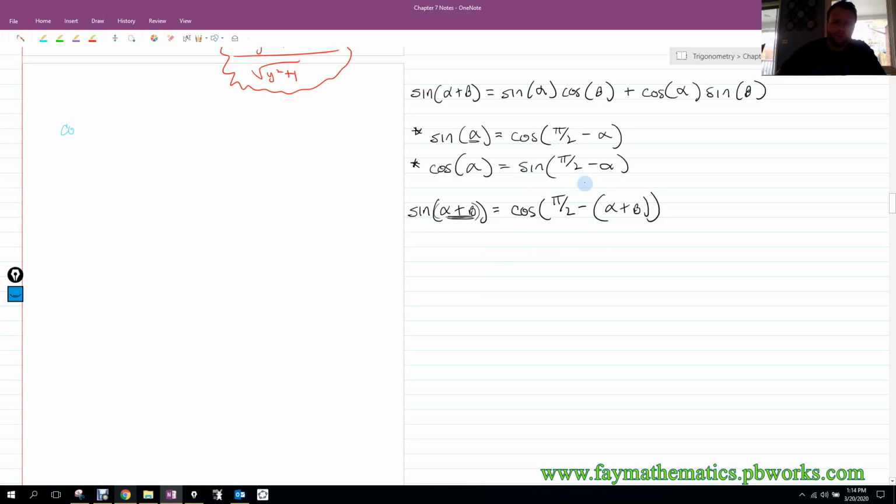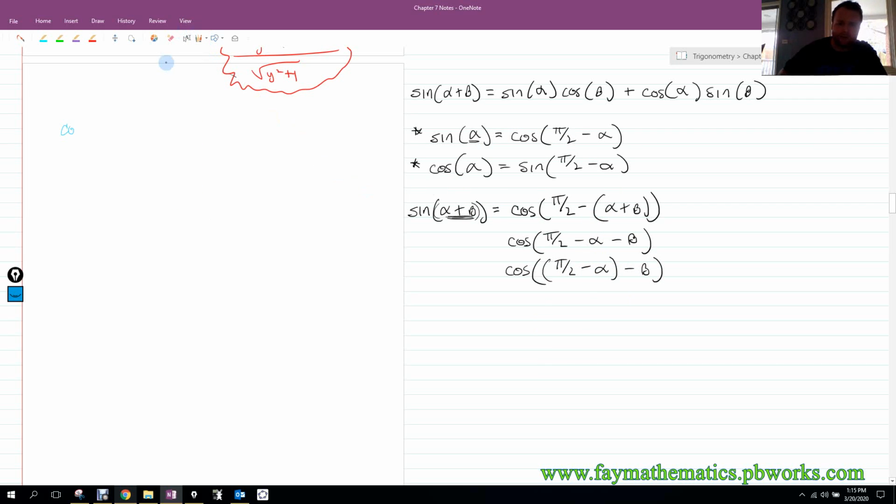Now what I'm going to do is distribute that negative through here. So I get cosine of pi over 2 minus alpha minus beta. And now I'm going to regroup as pi over 2 minus alpha, and then minus that beta. That's just essentially distributing a negative and regrouping in a convenient way.